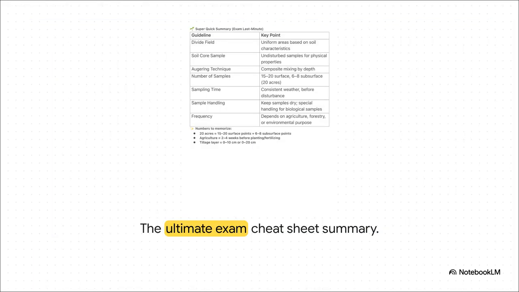Taking a step back and looking at this ultimate summary cheat sheet, which pulls together everything we just explored, from dodging those odd areas and hitting that 15 to 20 surface point metric, all the way down to handling biological samples in the cold, it really highlights just how incredibly meticulous this scientific process is. So I'll leave you with this final thought. If soil truly is the foundation of all agriculture, the literal lifeblood of a farm's entire yield, how confident are you that your next sample is going to tell the true story of your land?